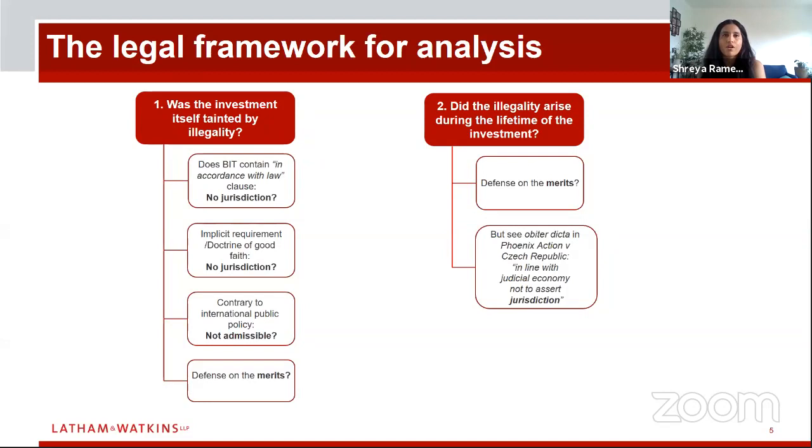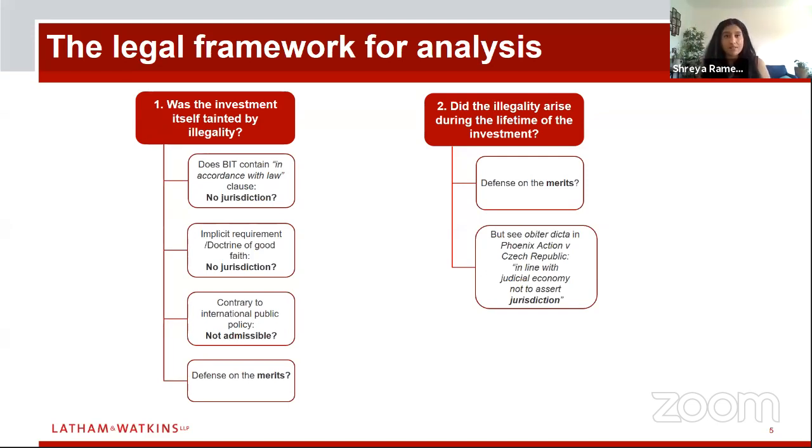The legal framework for a corruption allegation usually involves an analysis of whether the investment treaty contains an in accordance with law provision. That typically means that investment treaties often require an investment to have been made in accordance with the laws of the host state in order to avail of treaty protections. In this context, if the investment has been made or procured through corruption, then there is an arguable basis for a party to say that the investor and the investment are not entitled to the protections of the treaty, because the treaty protection was conditional upon their investment being made in compliance with host state laws.